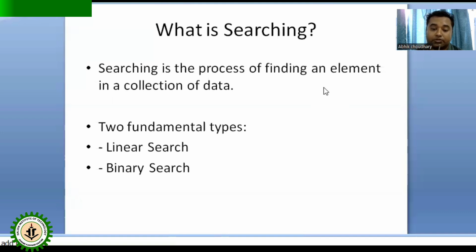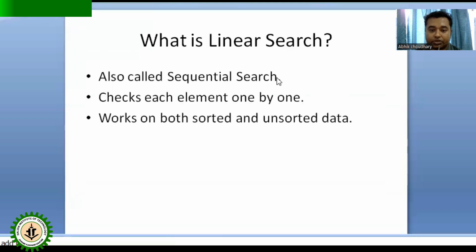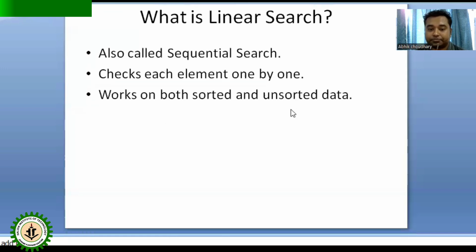So the two popular types of searching method are linear search and binary search. First, let us discuss linear search. It is already defined. Linear means sequential search. It checks the items one by one, or checks the elements one by one. It works on both sorted and unsorted data.